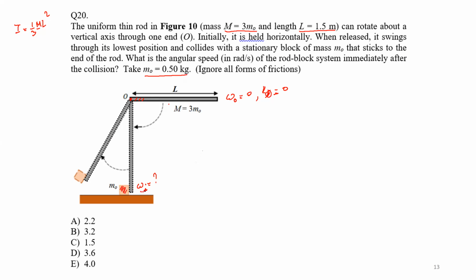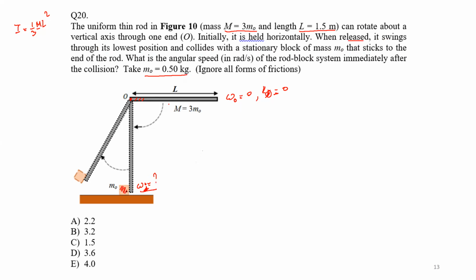So once I get this omega initial, omega_I, which is different from this omega naught, now it hits this block and they stick together. I said it here. When released, it swings through the lowest position. So I have to find what is the omega at the lowest position, where it collides with a stationary block of mass m_0 that sticks to the end of the rod.